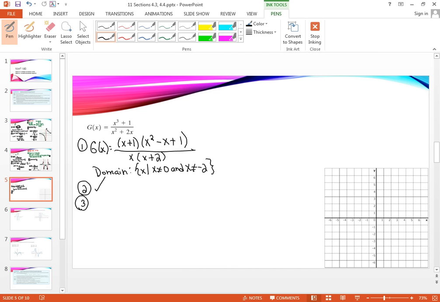Find the intercepts of the graph. Okay. So, to find the y-intercept, you put in 0 for x. So I'm going to use the one that's not factored just to make it a little bit quicker. 0 plus 1 over 0 plus 0. That doesn't work, does it? Remember, x can't be 0. So there is no y-intercept.